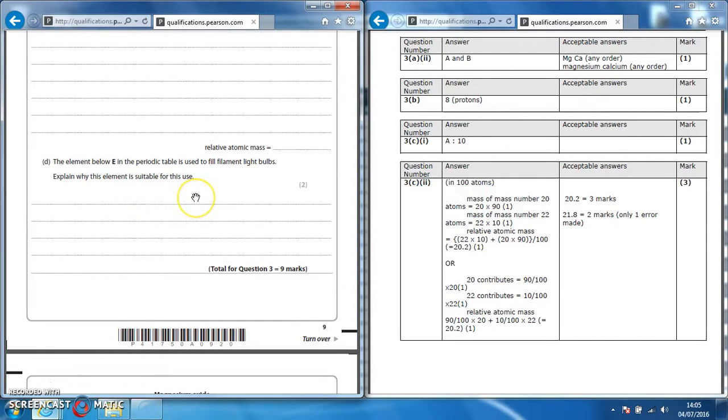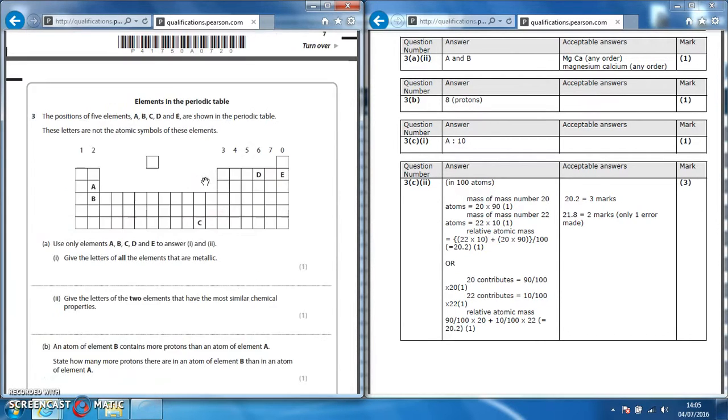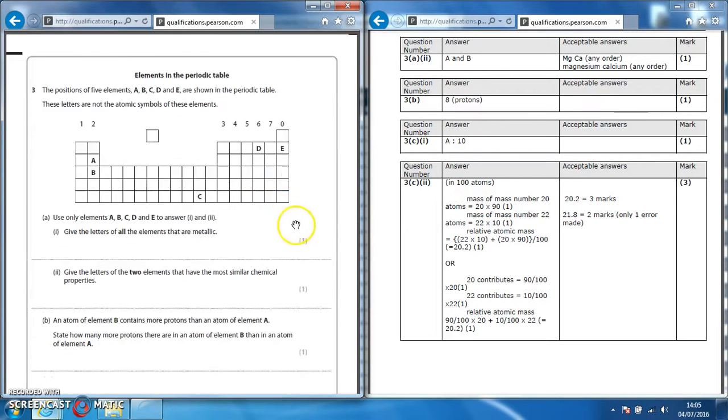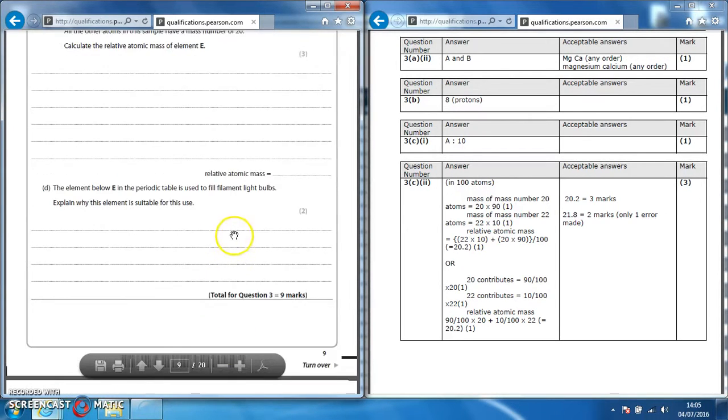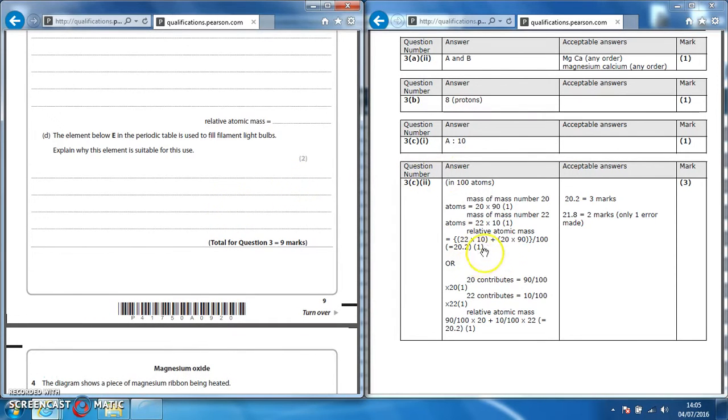For D, the element below in the periodic table is used to fill filament light bulbs. Explain why it's suitable for this. Well, let's have a look at E first of all. What's the clue? Oh, look, it's a noble gas. As soon as you start getting questions saying a noble gas, then you need to be talking about the fact that it's unreactive.